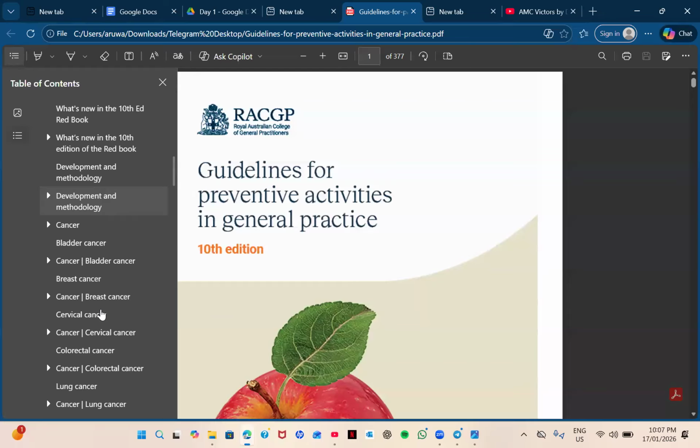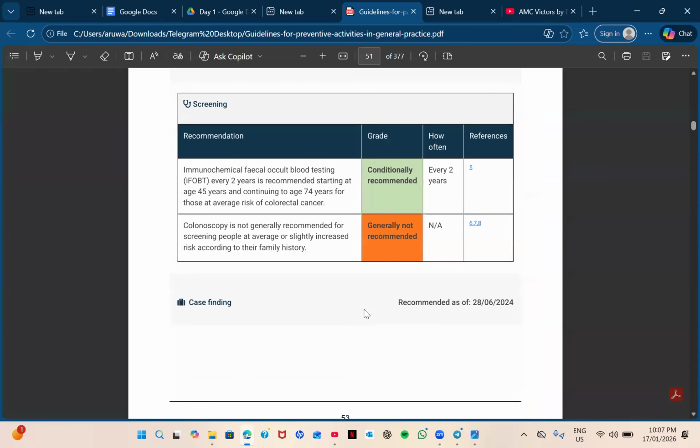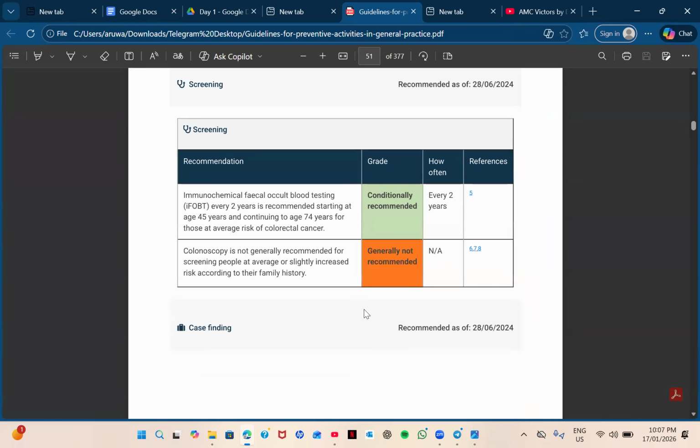So let's find out about colorectal cancer. Should all guidelines be studied from the Red Book only? Yes, for screening we usually use the Red Book. If we can't find something in the Red Book, we have to use other guidelines. The Red Book hasn't mentioned anything about non-melanoma cancers, but in the October exam they asked about non-melanoma cancer. So in that case, we have to follow another guideline as well because it's not included in this guideline.